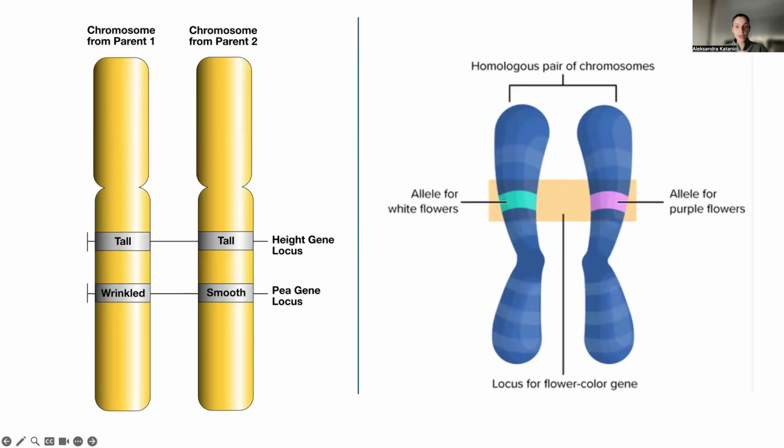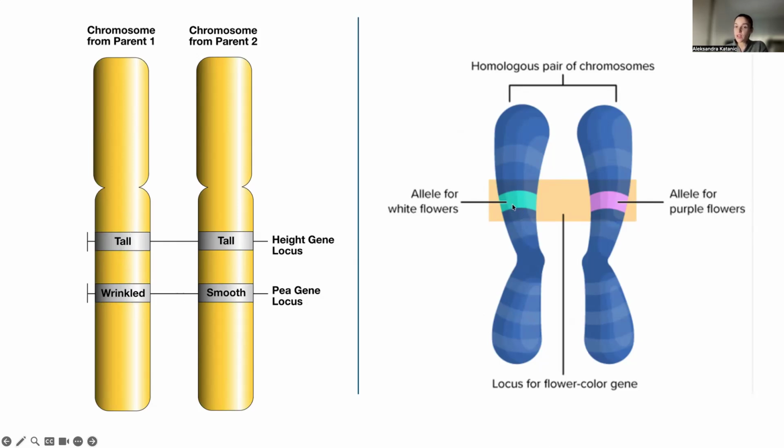Okay, let's talk about locus or loci and alleles. The locus is a specific position of a gene on a chromosome. So you can see I've chosen two images in case one resonates more than the other. This one shows two loci. So loci is the plural of locus. Here we've got a locus for height, and here we've got a locus for being smooth or wrinkly, like a characteristic. Here we've got a locus for color.